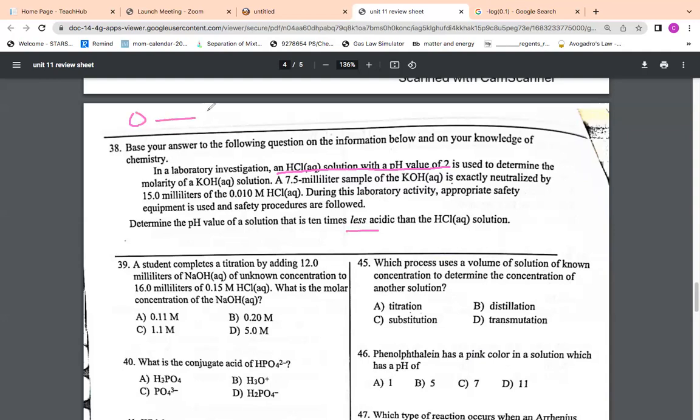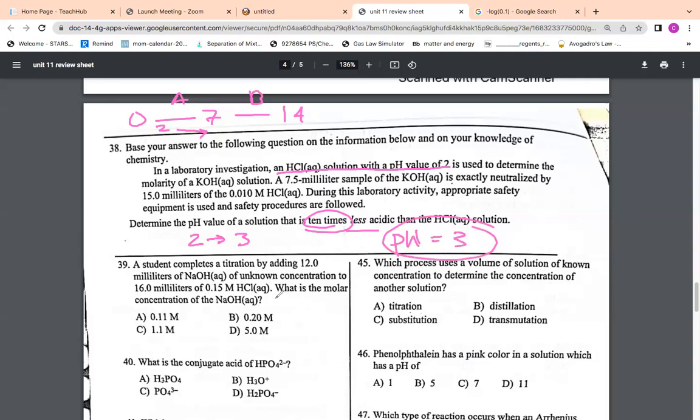So again, 0, 7, 14. Acids, bases. If we are starting at a pH of 2 and we are becoming less acidic, it means that we're getting closer to 7 or closer to 14, becoming more basic. So our pH value is going to go up. And they're also telling us it's 10 times. In between every single pH value, from 1 to 2, 2 to 3, 3 to 4, there is a 10 times change in hydronium ion. So if it's 10 times less acidic, we're going to go from 2 to 3. So the pH is going to be 3.